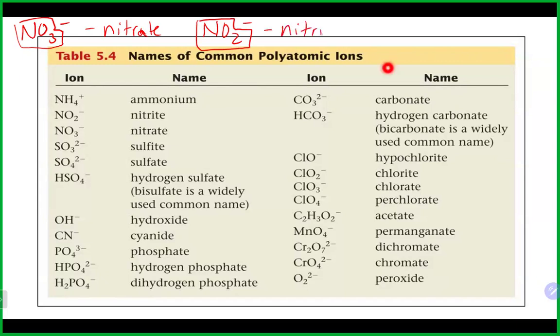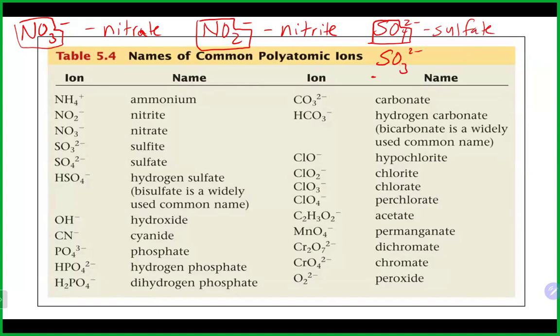That is nitrite, ITE. If you look on this chart, you'll see SO4 2 minus. That's 1 sulfur, 4 oxygens, with a -2 charge. That is the sulfate, ATE ion.